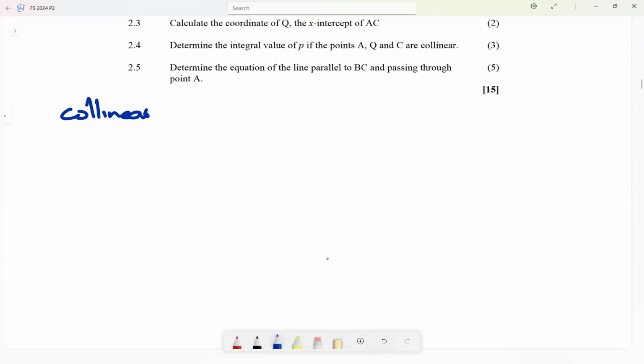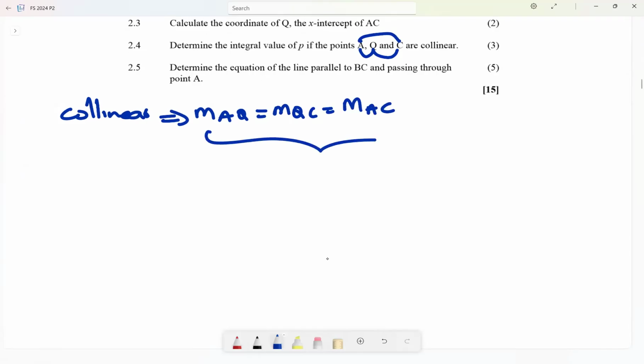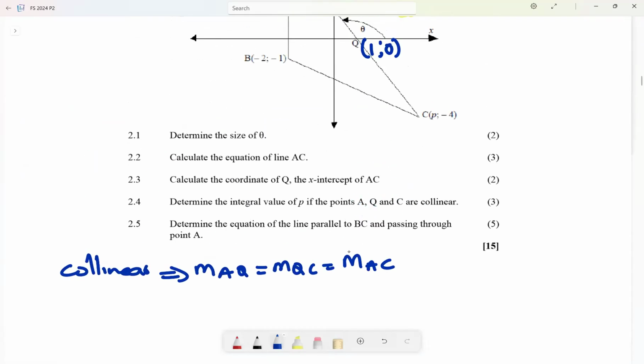Collinear: if things are collinear, it means their gradients are the same. So it means the gradient of AQ is equal to the gradient of QC. It is equal to the gradient of AC. Okay, it is the same across. So how can you use that to get the value of p?